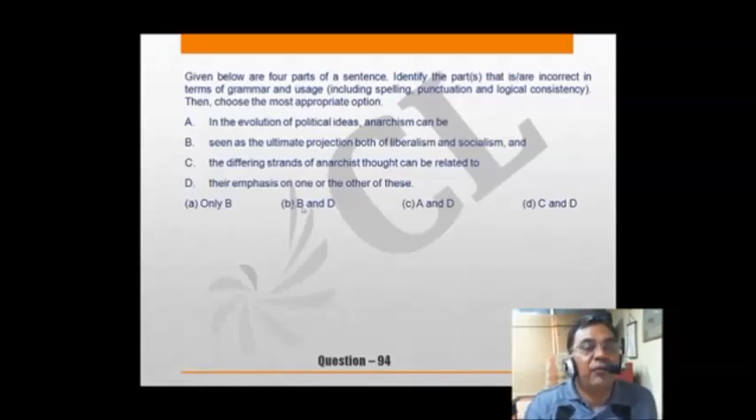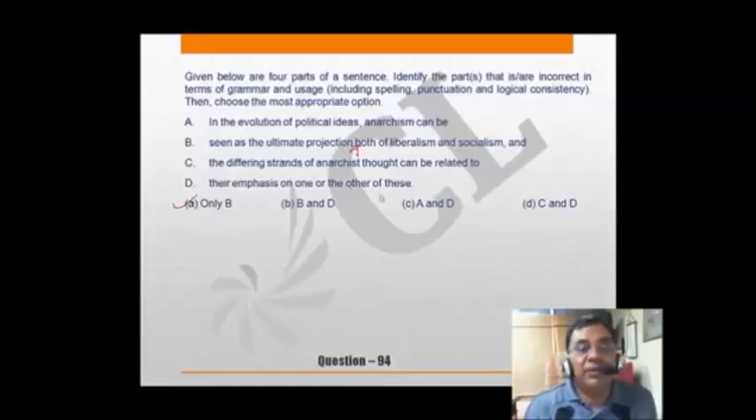Incorrect. In the evolution of political idea it can be seen as the ultimate projection of both the... here it is missing. The differing strands of analytic thought can be related to one or the other of these. I am going for only B. Or maybe B and D. Now I'm having a fight.